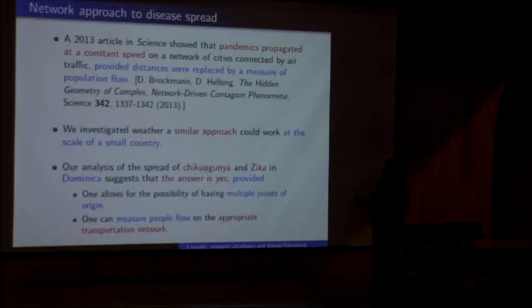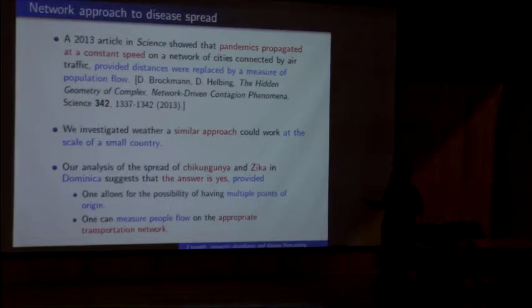So there was an article in Science back in 2013 that looked at pandemics. They looked at SARS, I believe, and maybe H1N1 or something like this. And typically, like for SARS, you knew where it started from, and then you could see where it arrived as a function of time throughout the world. And the message of that paper is that if instead of looking at just geographic distance, you replace this by a distance that takes into account how many people move from one place to the other, then instead of having something which looks random, you can see a uniform propagation of the disease at a constant speed.